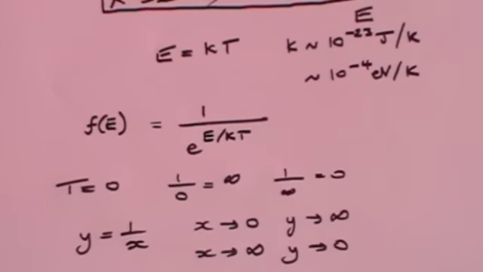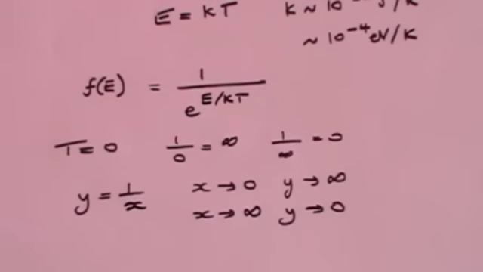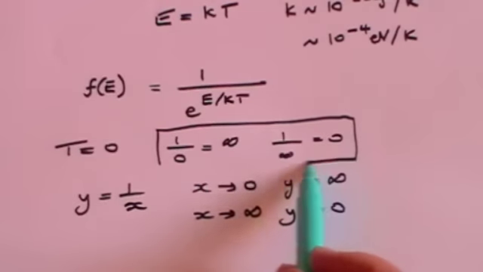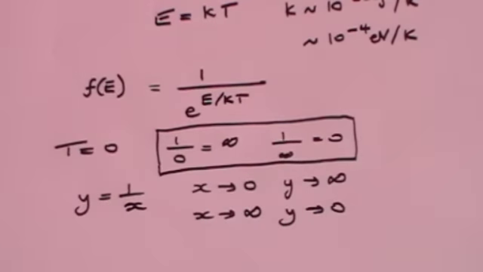In other words, as x gets smaller, y gets bigger. As x gets bigger, y gets smaller. We can all agree with that. And therefore, in the limit, we can say that 1 over 0 is infinity and 1 over infinity is 0 for the purposes of physics.